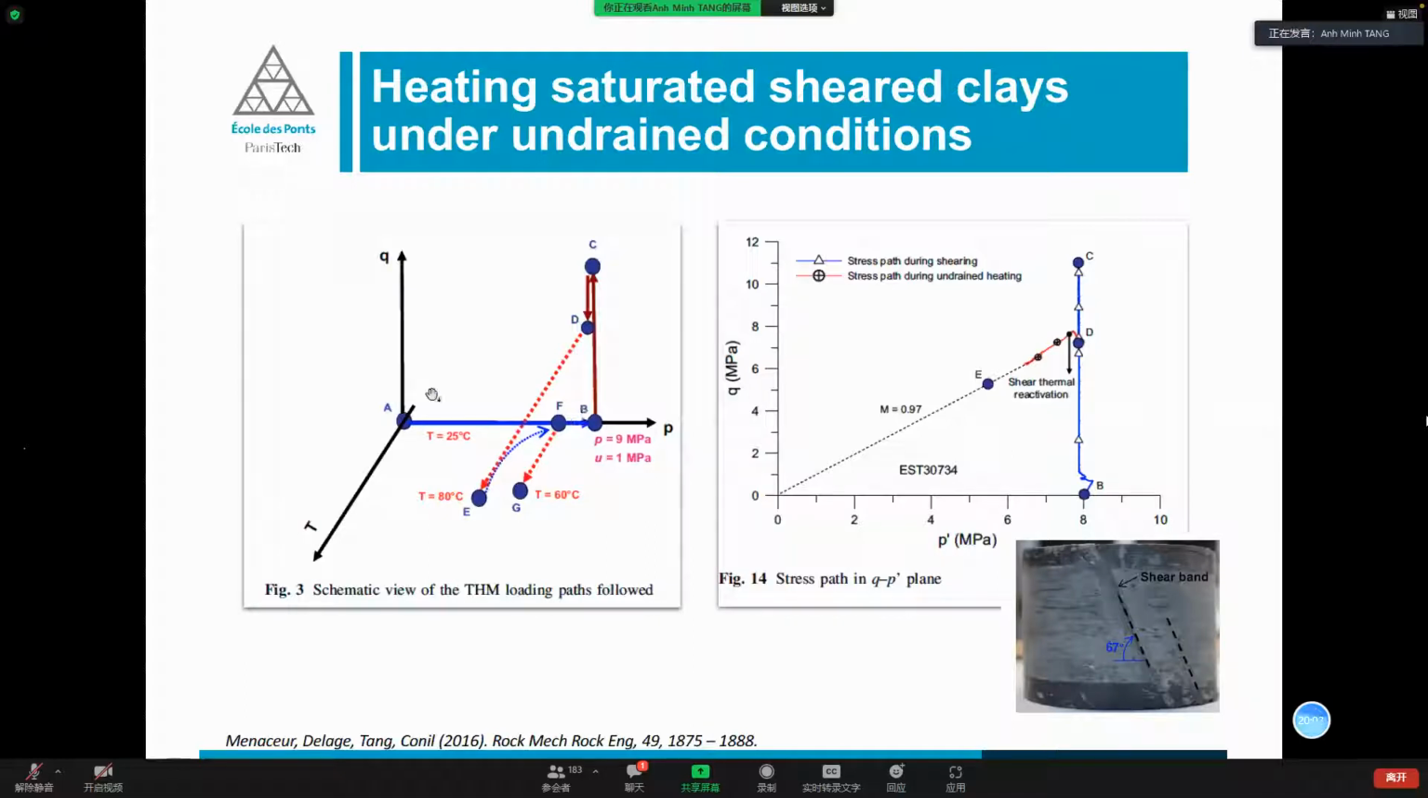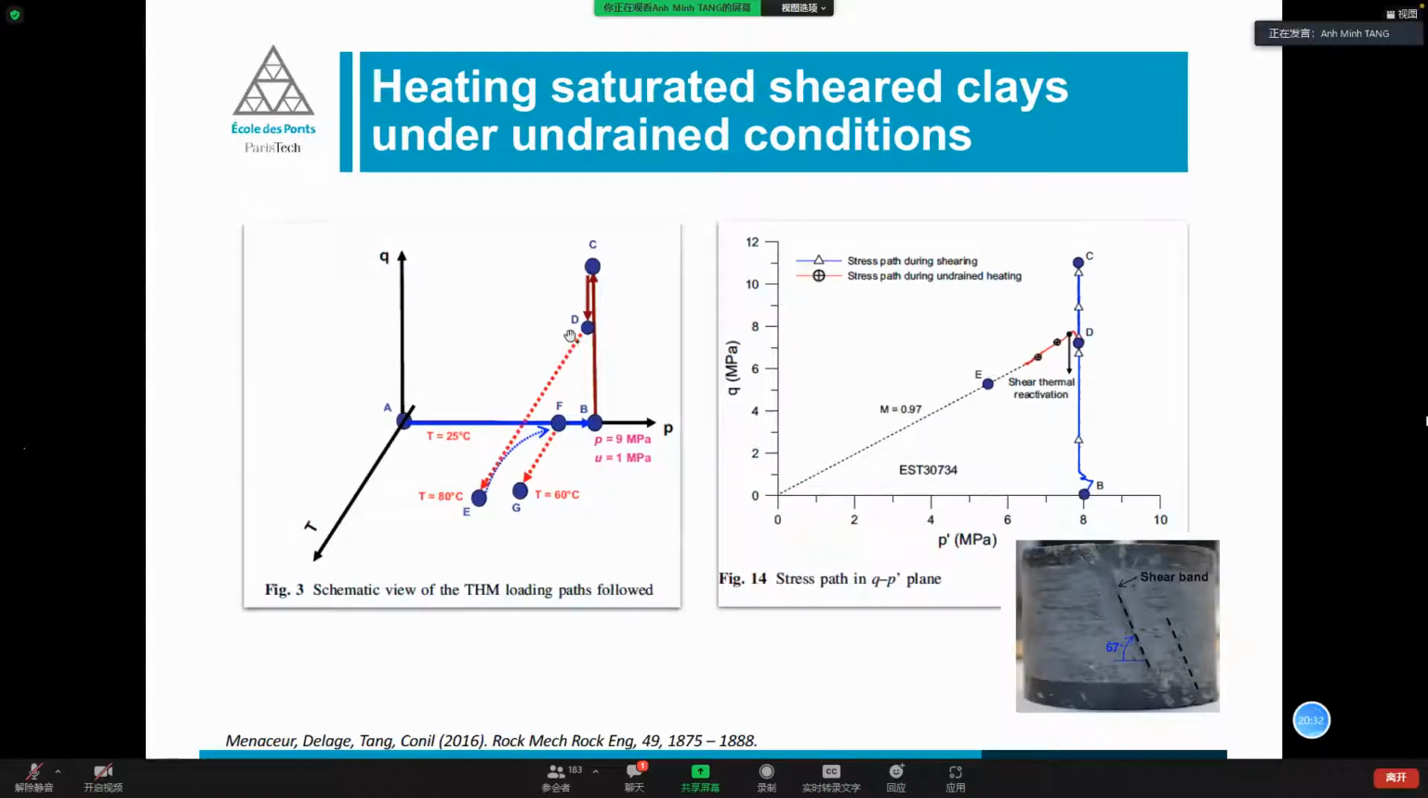So we put this sample in the cell, and then we perform first shearing under constant mean stress. This is the stress path when you dig your tunnel normally. So we shear this sample to create a shear band, and then we reduce the shear stress up to D, this point here.